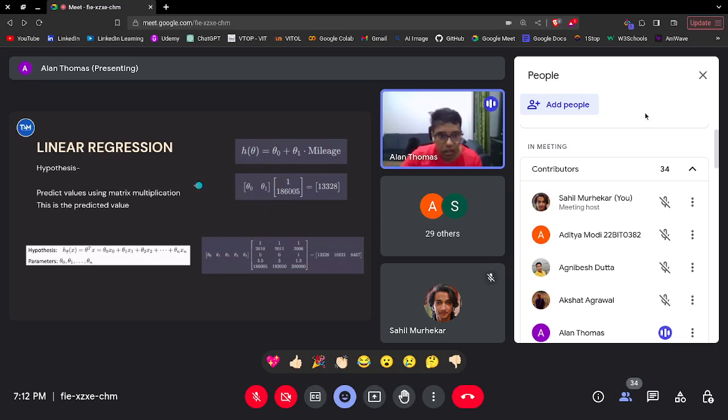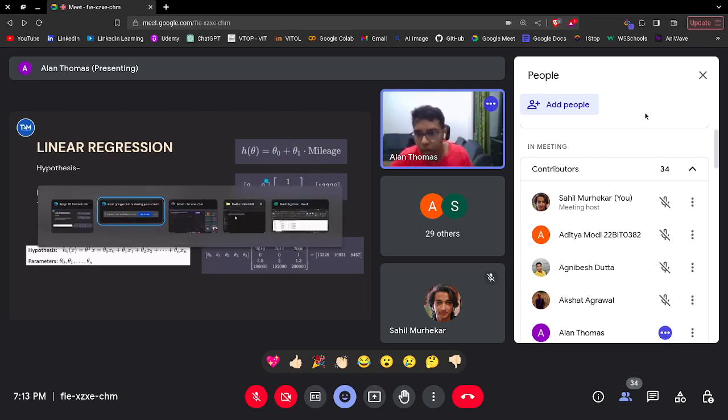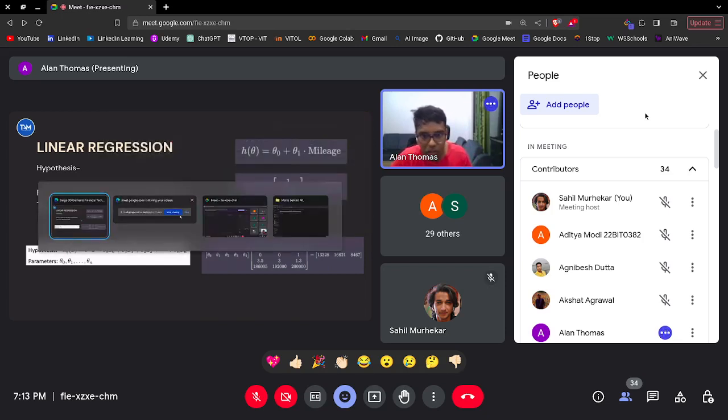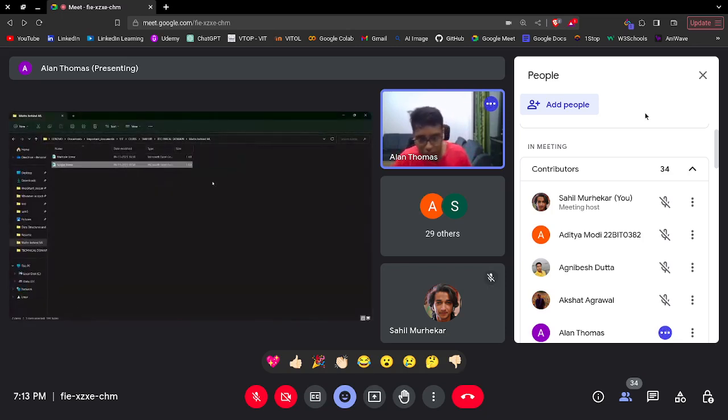If you look here, h of theta is basically the hypothesis function, and it's dependent on the parameters which you have. That's why we write h of theta. So h of theta is equal to theta 0 plus theta 1 times mileage, right? This is a single feature because mileage is your only feature in this hypothesis, and what we're trying to predict is the car price. So for example, I have this.